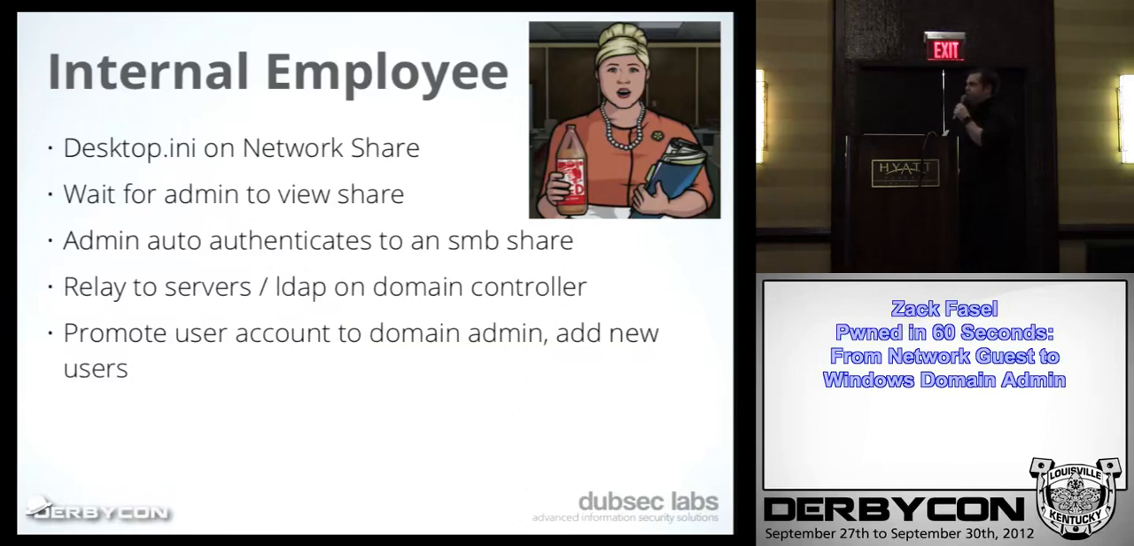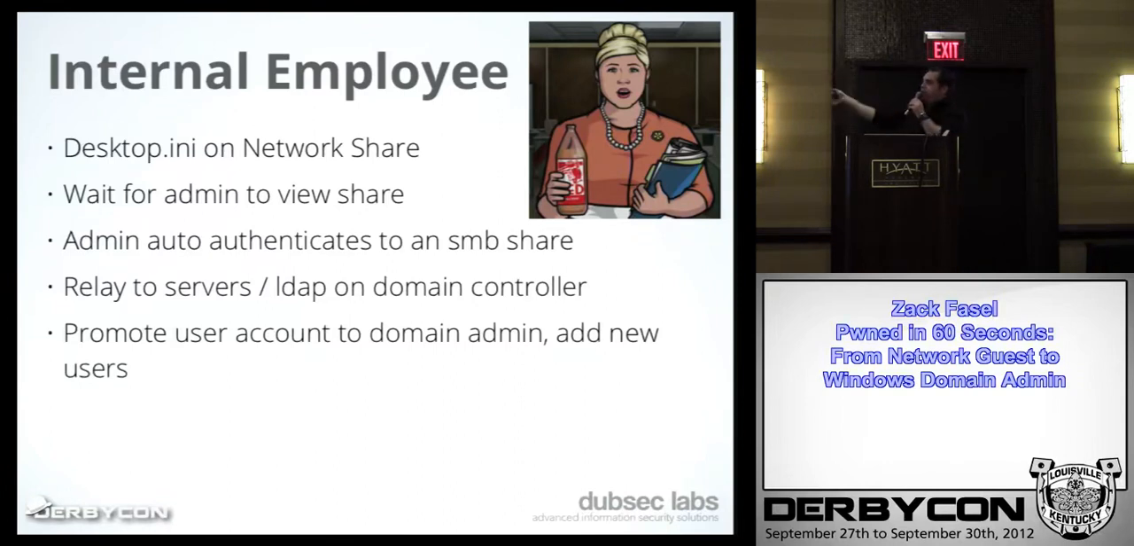As we were saying, with the desktop.ini files, we can put in a UNC network path as an icon resource. So all Pam has to do is upload this desktop.ini file to a network share that everyone has access to on the internal network, and just wait for the admin to connect to the share, or coax them a little bit with a few beers. If it's Pam, it's beers. And the admin auto-authenticates to the SMB share that's listed in the desktop.ini file.